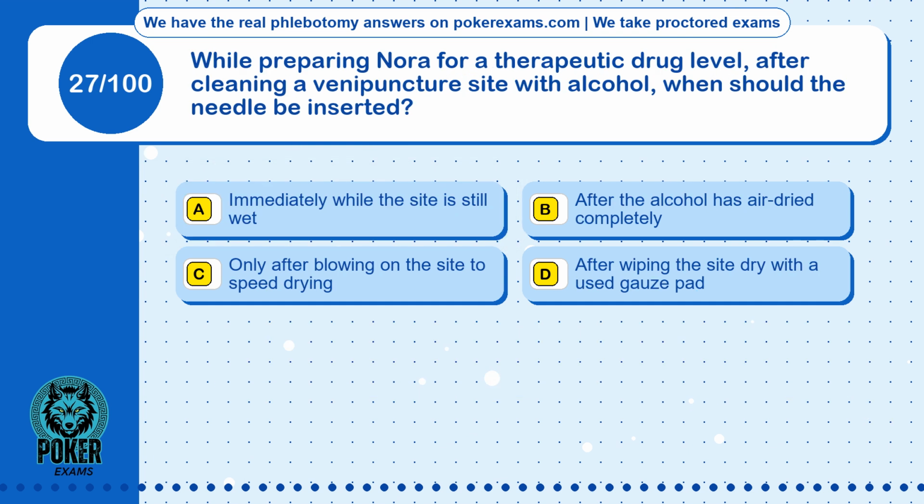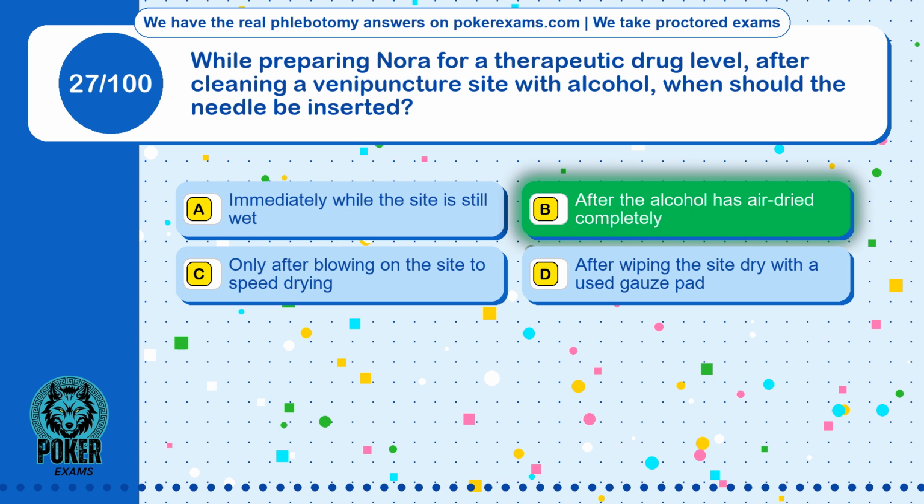Question 27. While preparing Nora for a therapeutic drug level, after cleaning a venipuncture site with alcohol, when should the needle be inserted? Option A, immediately while the site is still wet. Option B. After the alcohol has air dried completely. Option C. Only after blowing on the site to speed drying. Option D. After wiping the site dry with a used gauze pad.